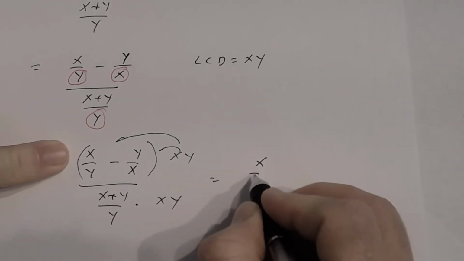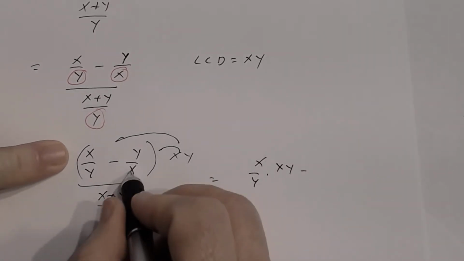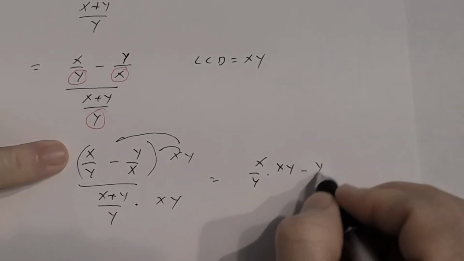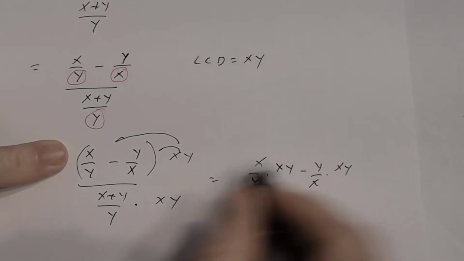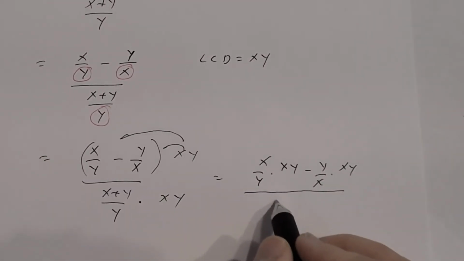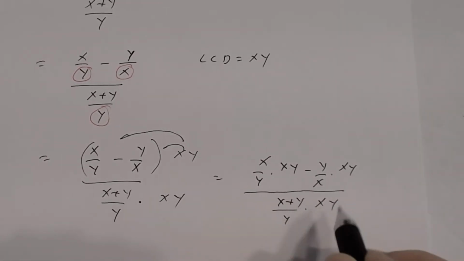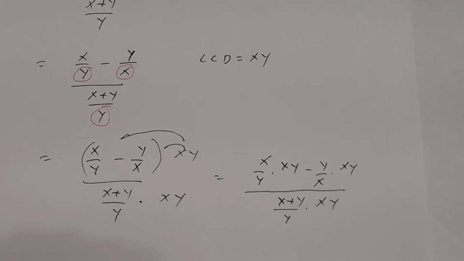So I get x over y times xy, minus this term times the LCD, y over x times xy, because remember, using the distributive property. The denominator, I'm going to leave it as is for right now. So x plus y divided by y times xy. All right, now the next step is where we're going to reduce.